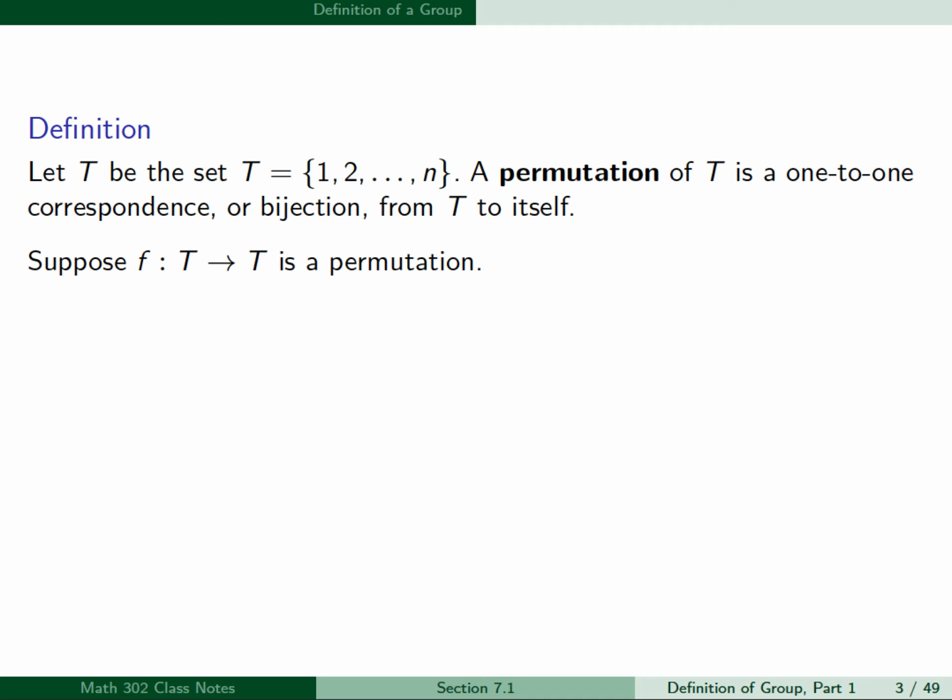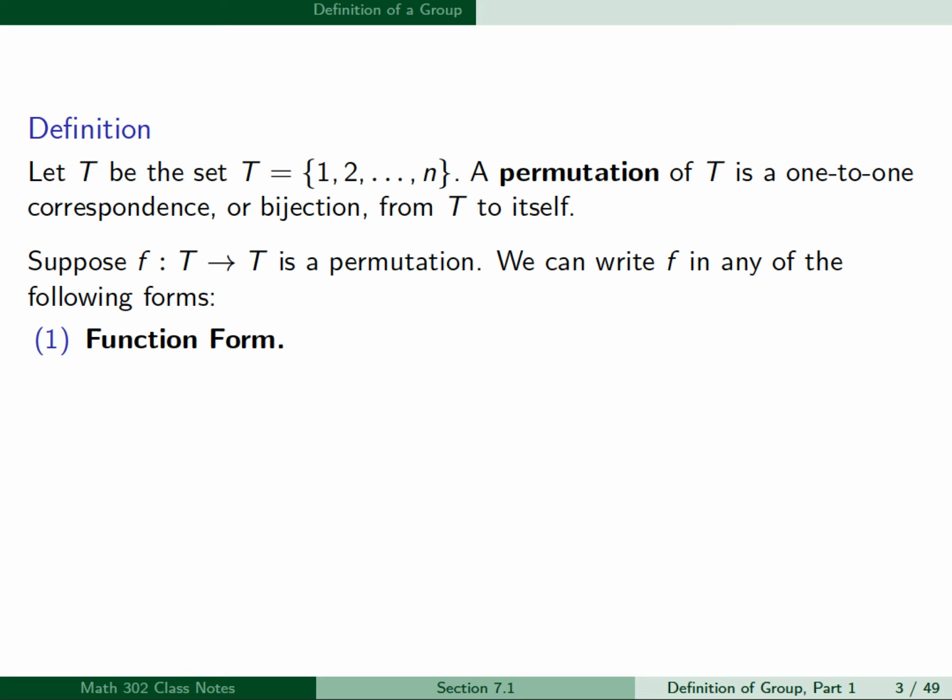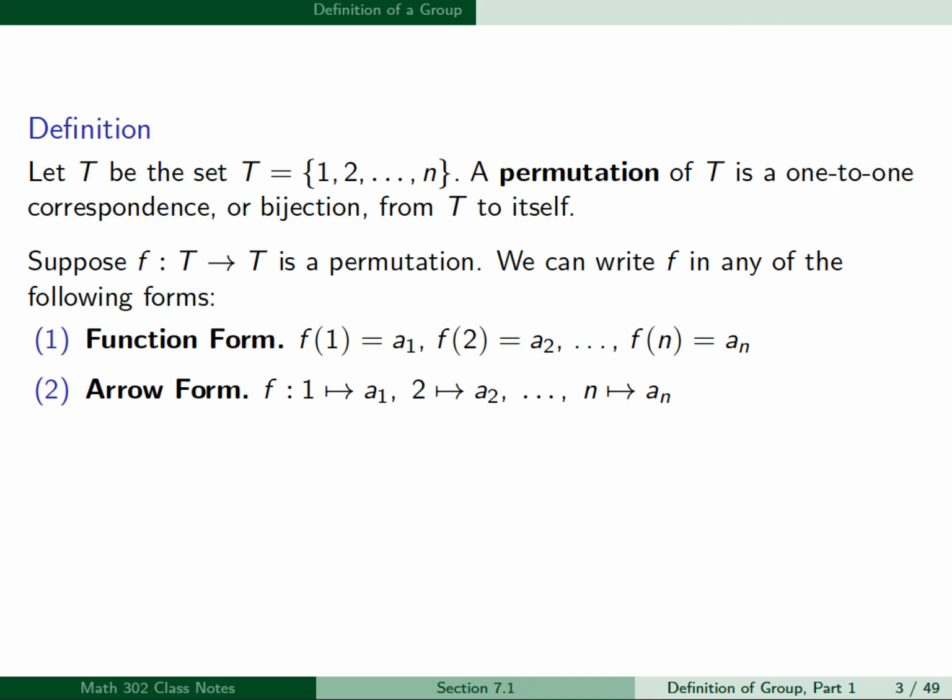Suppose f from T to T is a permutation. We can write f in any of the following forms. First, we have function form, where we just indicate each image of the elements in the set T. So f of 1 is a1, f of 2 is a2, and all the way down to f of n is a sub n. Second, we have arrow form, where we basically just use arrows to indicate the images. So f maps 1 to a1, 2 to a2, and down to n to a sub n.